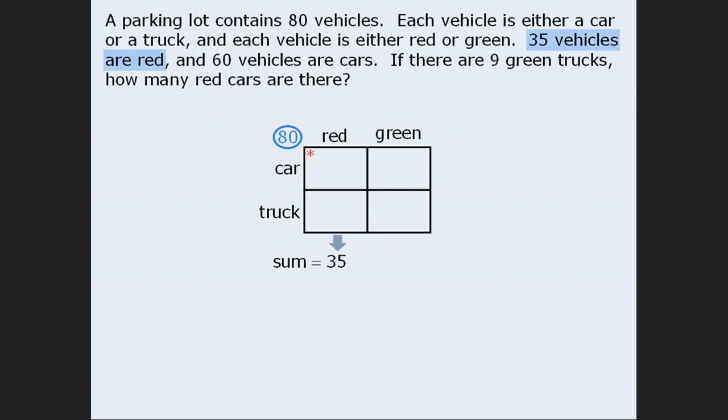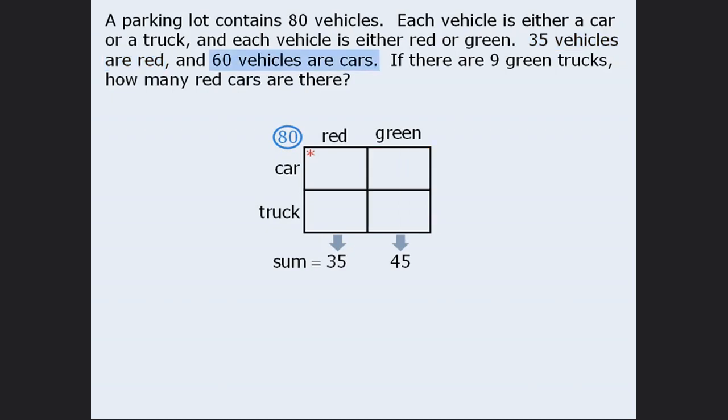Now, if there are 80 vehicles altogether, and 35 of them are red, then we can conclude that the remaining 45 vehicles must be green. Now, some of these green vehicles will be green cars, and some will be green trucks. So we cannot place any number into either of these two boxes. However, we do know that the sum of these two boxes must be 45.